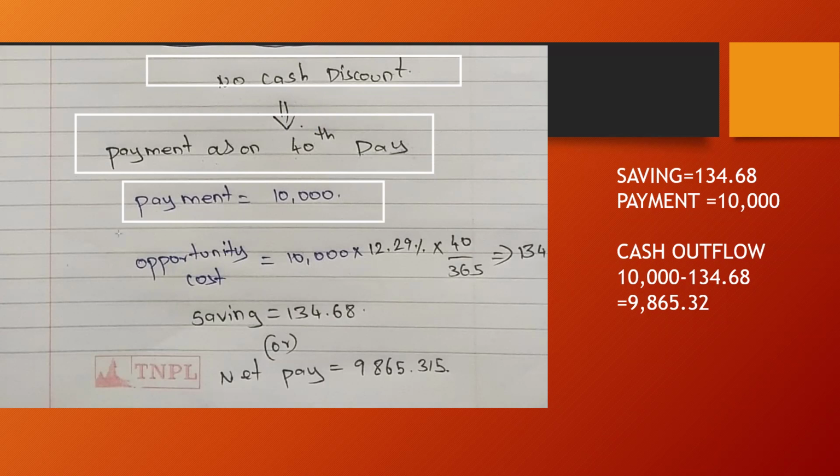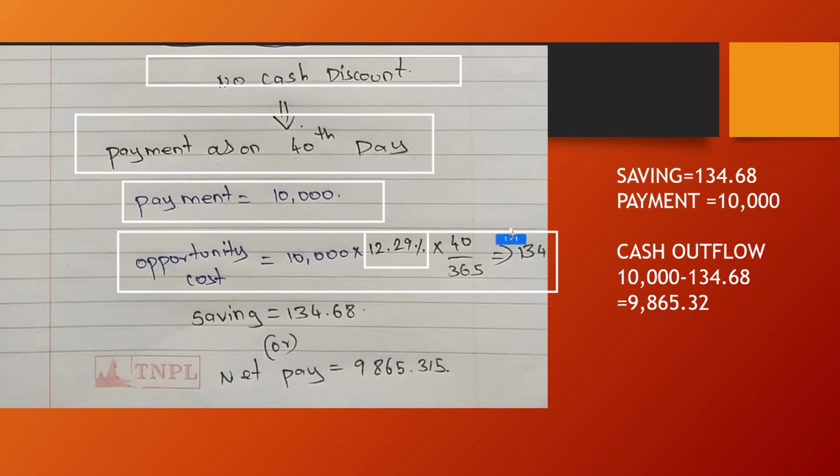So what will you earn? For 40 days, you will earn interest at the opportunity cost of 12.29%. Because if I had availed it, I would have sacrificed the 12.29%, but I haven't taken the discount. So right now I'm saving. The opportunity cost is my savings. So it's kind of an investment.